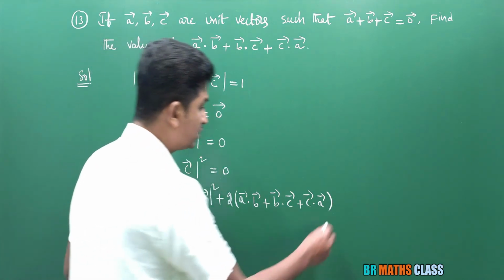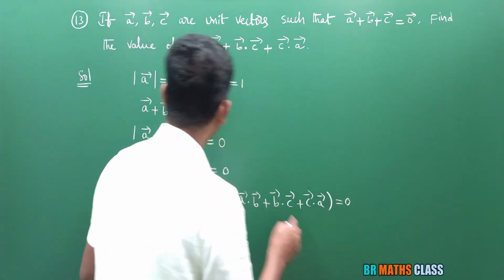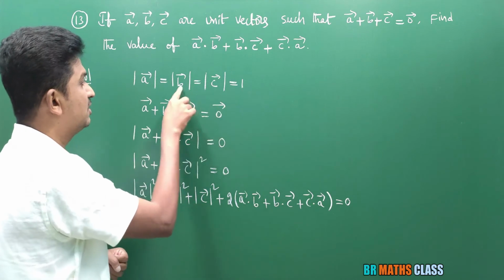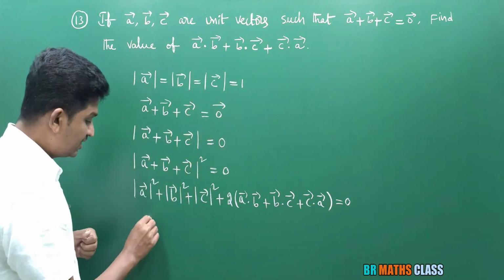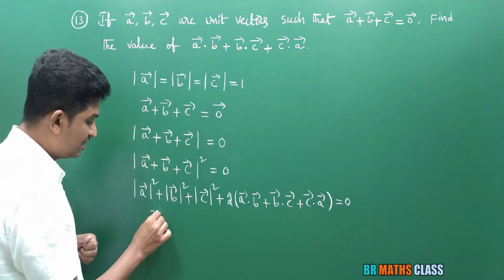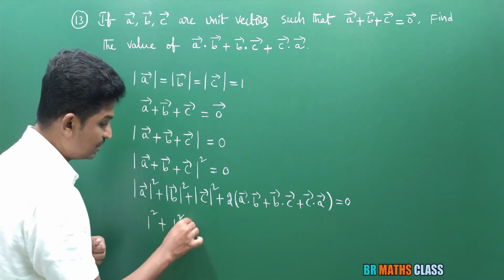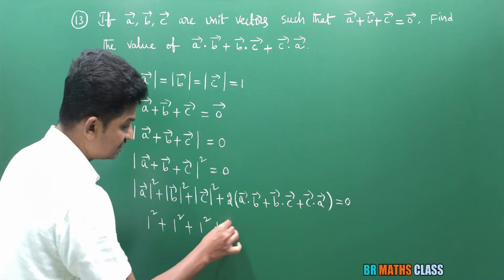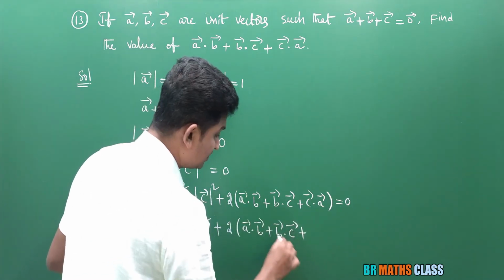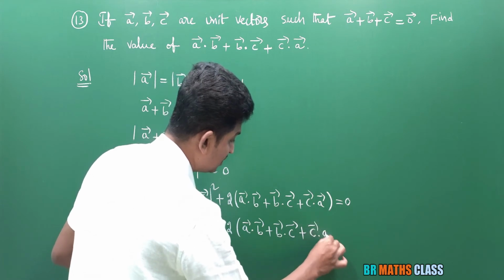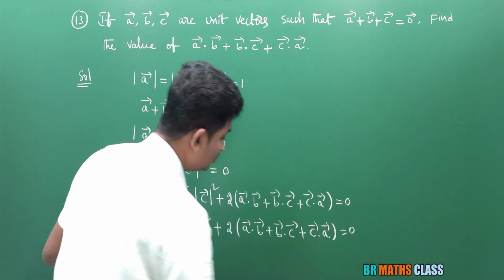equal to 0. As they given magnitude of A bar is 1, magnitude of B bar is 1, magnitude of C bar is 1, I will substitute the values here. Magnitude of A bar is 1, so this will become 1 square plus 1 square plus 1 square plus 2 times of, this is as it is, A bar dot B bar plus B bar dot C bar plus C bar dot A bar equal to 0.